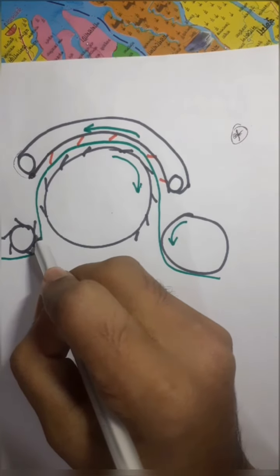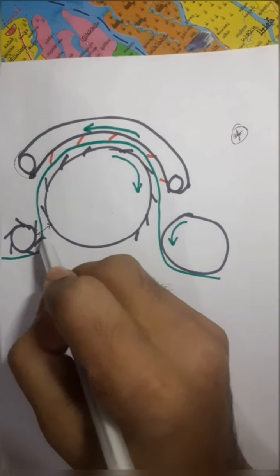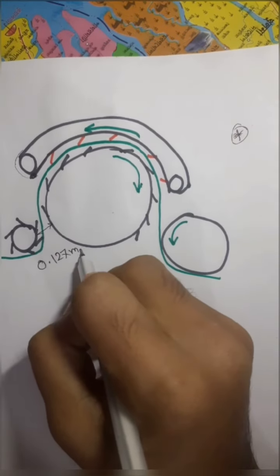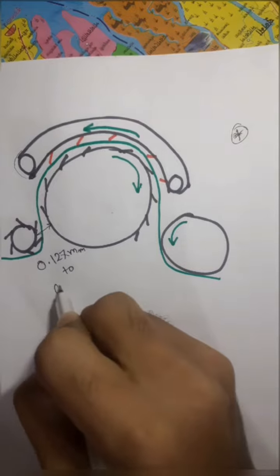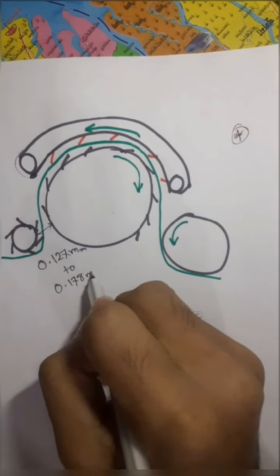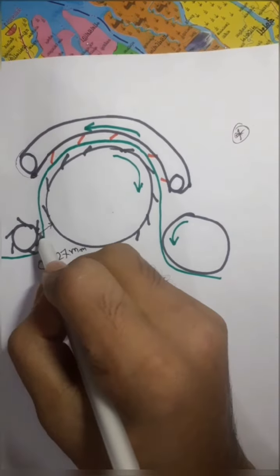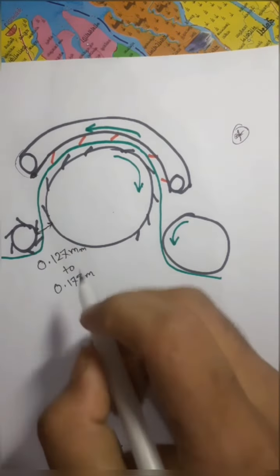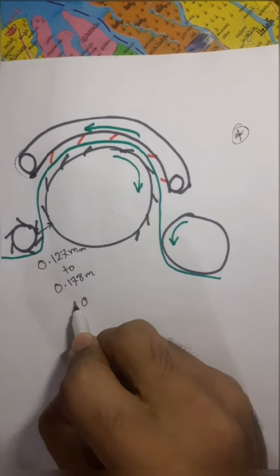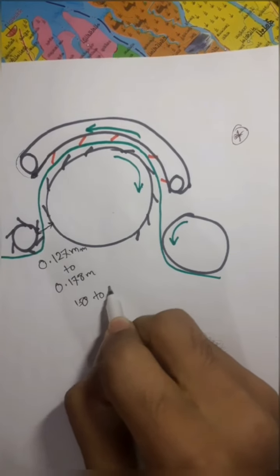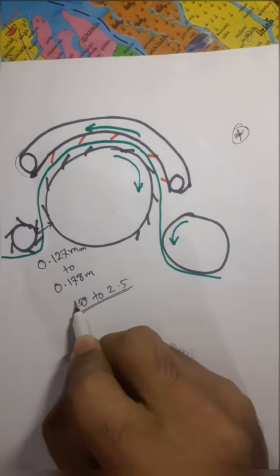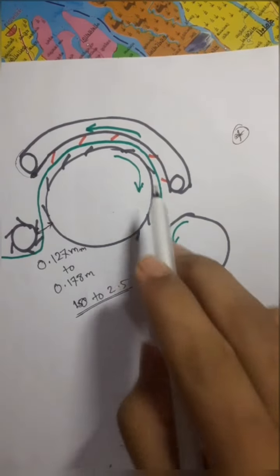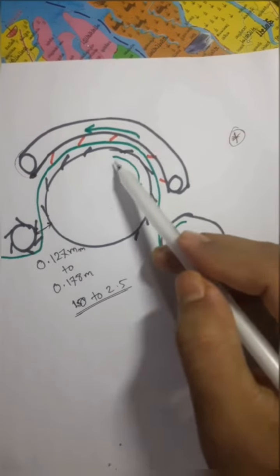The distance between Licker-in and cylinder is 0.127 millimeter to 0.178 millimeter, and the draft between these two zones, that means draft between Licker-in and cylinder, is 1.5 to 2.5. And now look into these two zones.